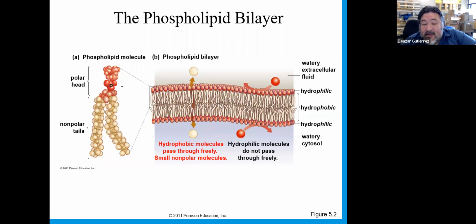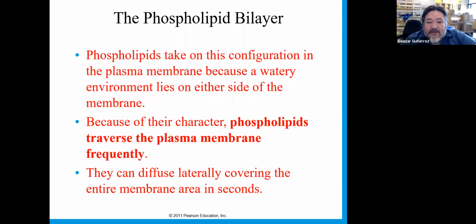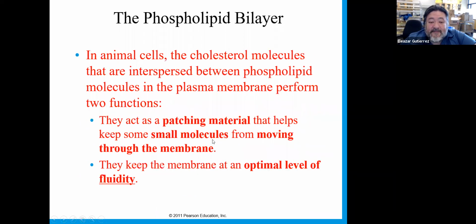Within 3 seconds, a phospholipid will diffuse and cover the entire surface of the plasma membrane. If that doesn't blow your mind, then I don't know what else to tell you. So anyways, because of their characters, phospholipids traverse the plasma membrane very frequently, and they can diffuse laterally, covering the entire membrane in literally seconds. Very, very neat. Okay.